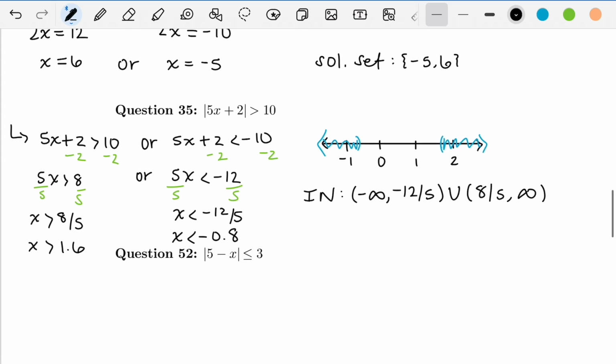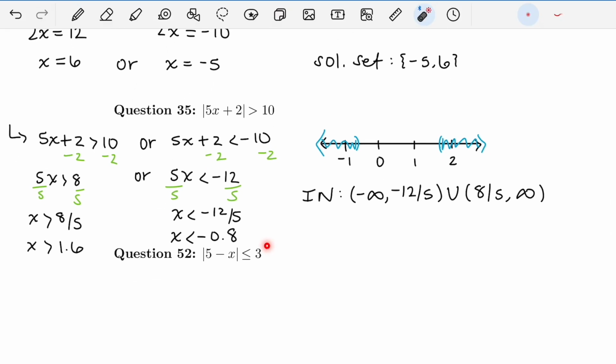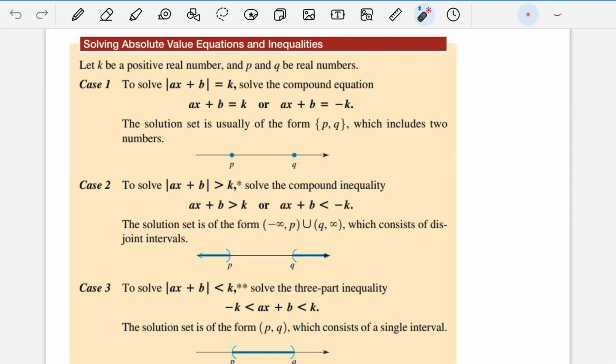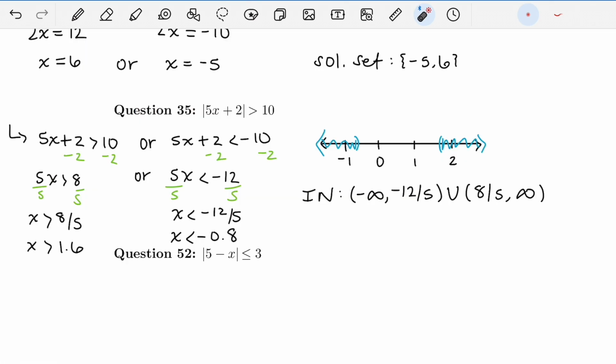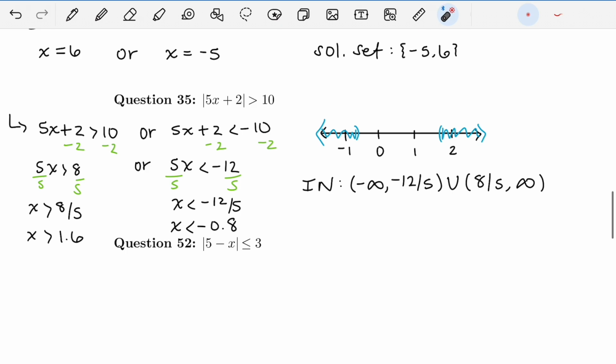Now lastly, this is going to be our last case, case 3. We have the absolute value is going to be less than or equal to some number. And although we don't have the or equal to sign here, we're still dealing with that in this case. As we can see that here, this will also apply to these inequalities as well. This just includes our endpoints. All right, so we're going to have the 3-part inequality in this case.